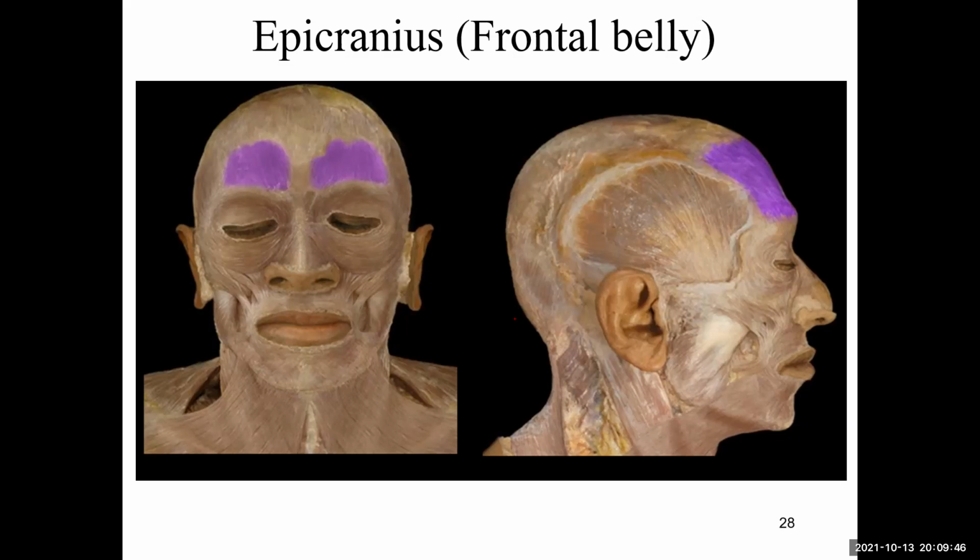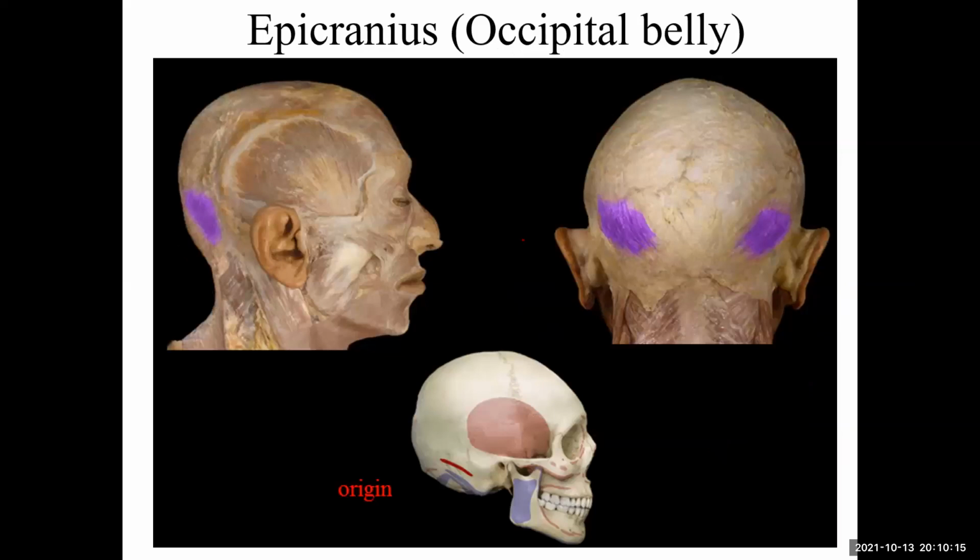So here's the frontal belly of epicranius. It sits right above our eyebrows and helps to raise your eyebrows. Back here is the occipital belly, but these two bellies are attached by this connective tissue, the galea aponeurotica, or the epicranial aponeurosis. So here you can see the occipital belly of epicranius.